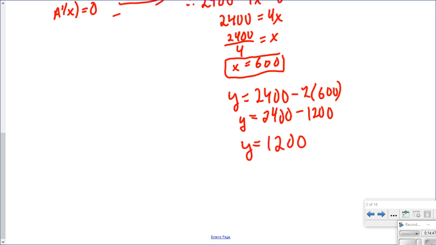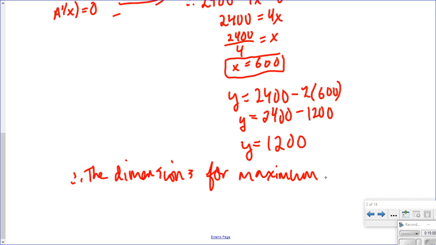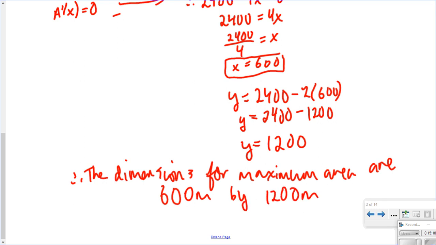So the dimensions for maximum area are 600 by 1200. Okay, good. So that's it. That's how you do an optimization problem.